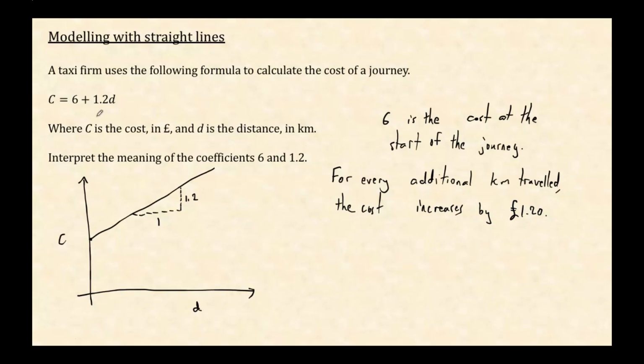So now we've got the full picture. The starting cost is £6, and then for each additional kilometre you travel, you pay an extra £1.20. And of course there could be further questions saying, how much would it cost to travel 8 kilometres, or someone took a journey and they paid £15, how far did they travel? We're not going to do those now, just wanted to focus on the interpretation of these questions.